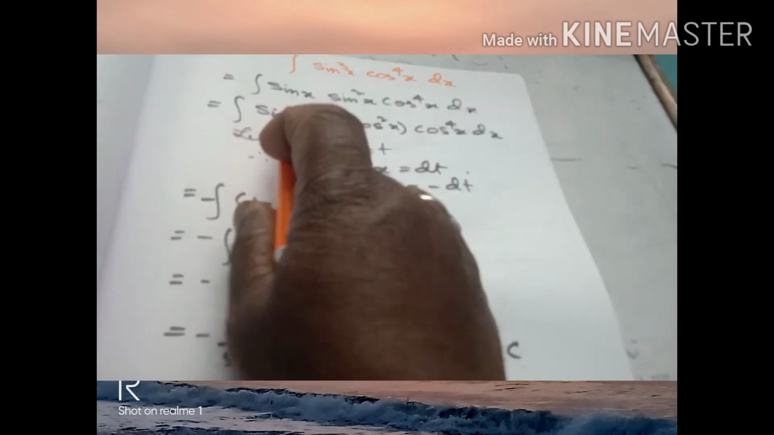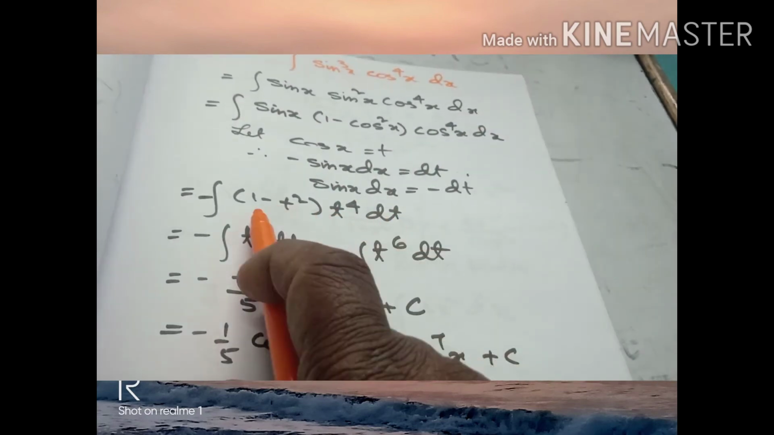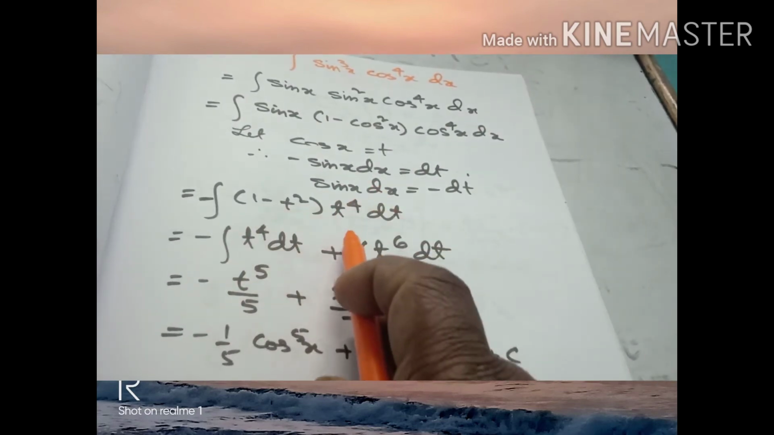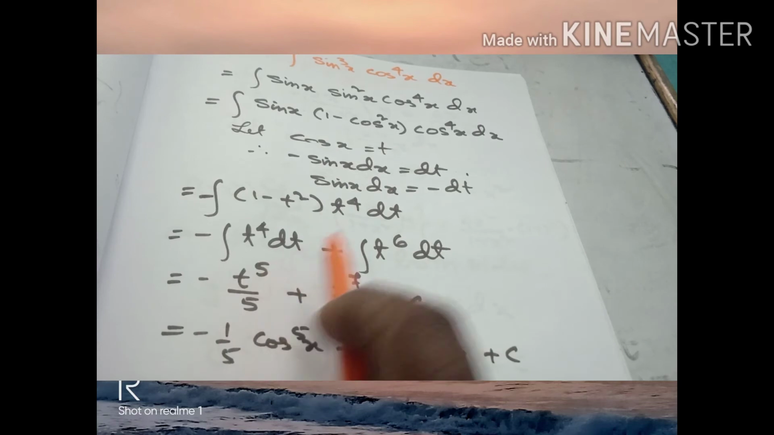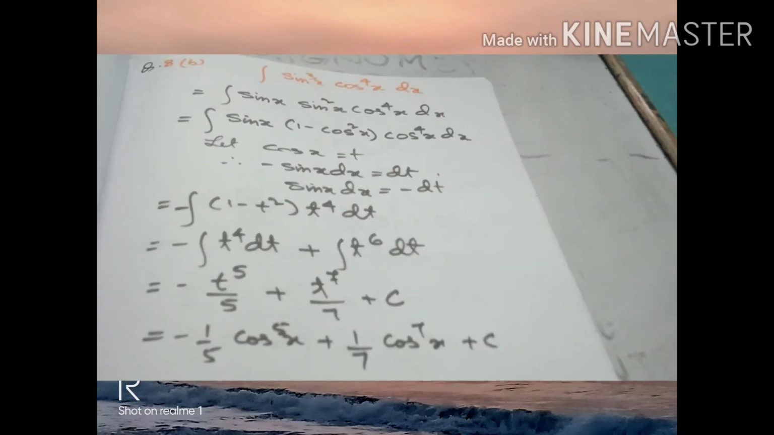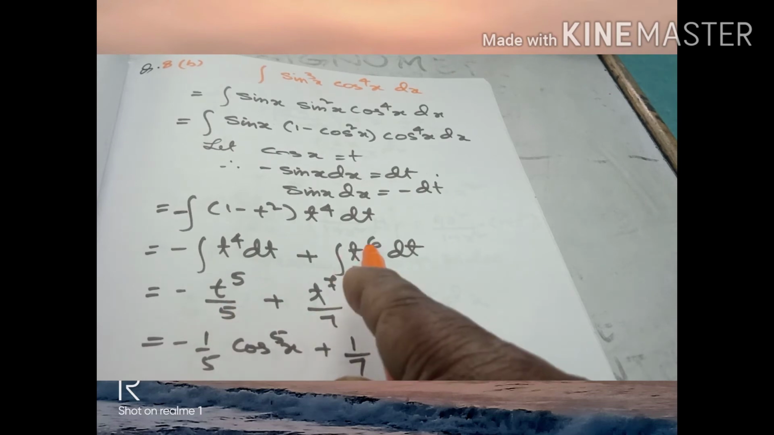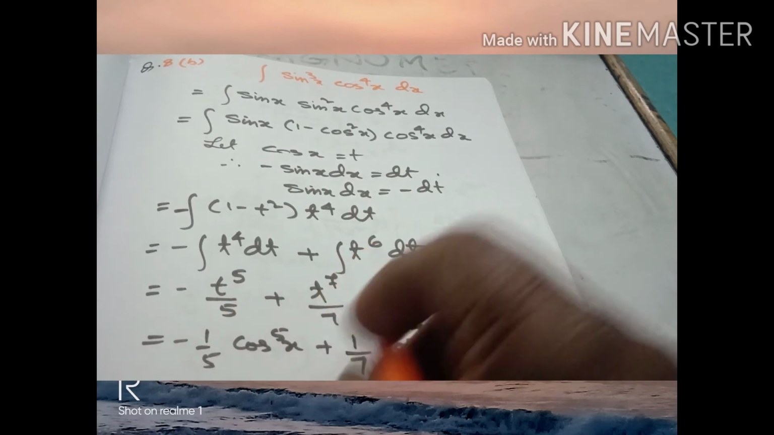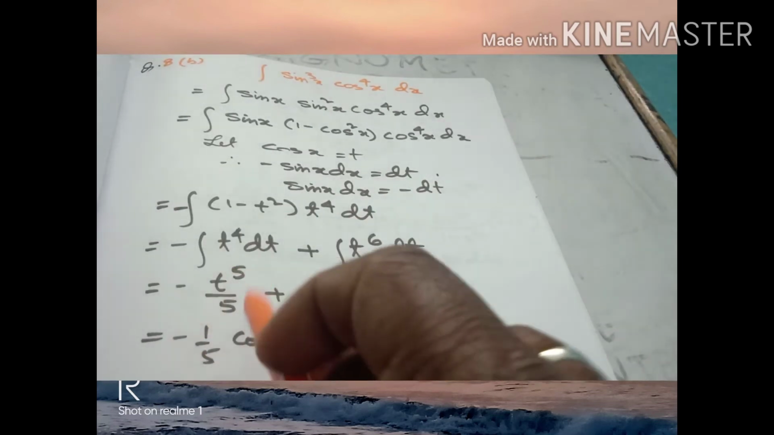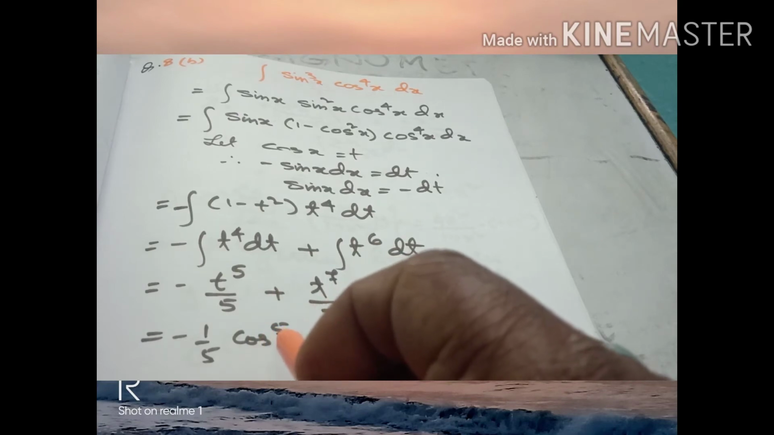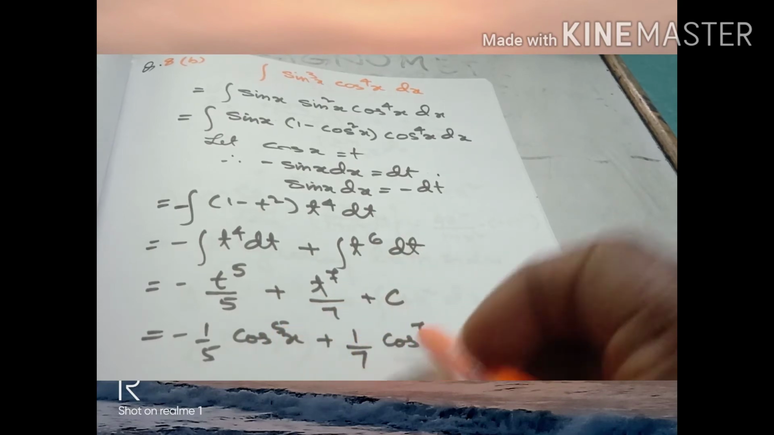Placing minus dt in place of sin x dx, we get 1 minus t square and t to the power 4. So now separating, we get the integration of t to the power 4 is t to the power 5 by 5, and t to the power 6 is t to the power 7 by 7. Putting the value of t, we get cos to the power 5 x by 5, and here cos to the power 7 x by 7, plus c.